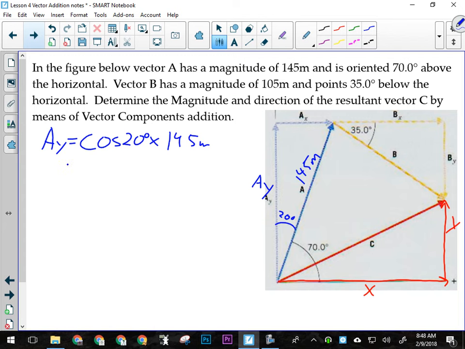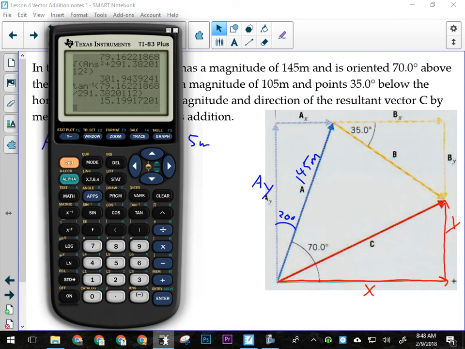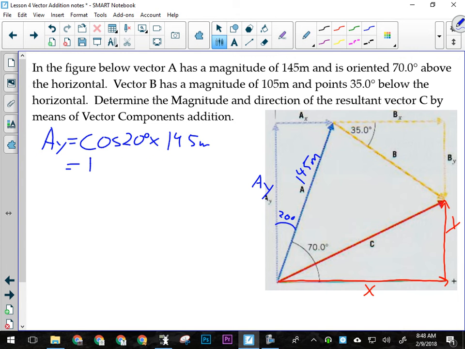All right, so we'll calculate what AY is. The cos of 20 degrees times 145. All right, so 136.25543 meters, and I'm going to write that that's positive, because that's all the question gave me was positive and negative, like above the axis and below the axis is positive or negative, right? So anything to the right of the y-axis is considered positive, anything to the left is considered negative. Everyone okay with that?